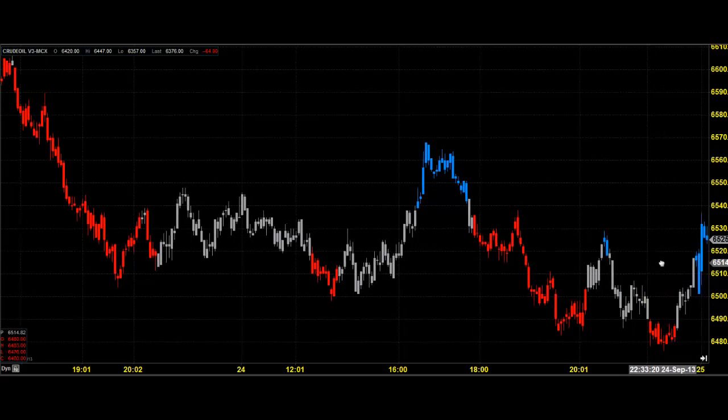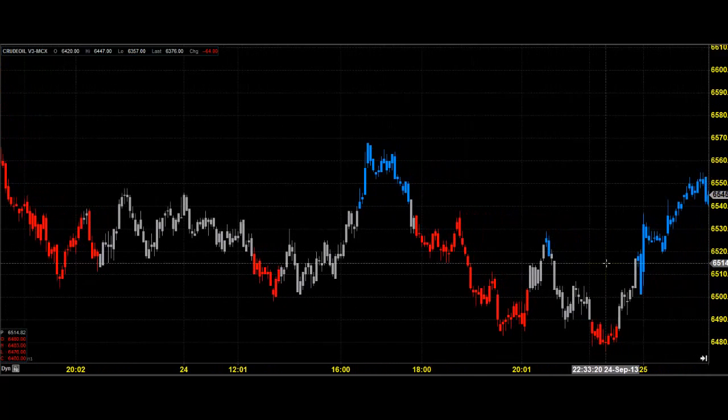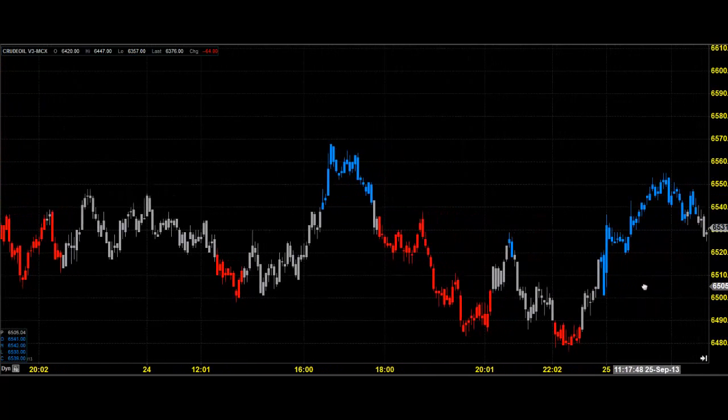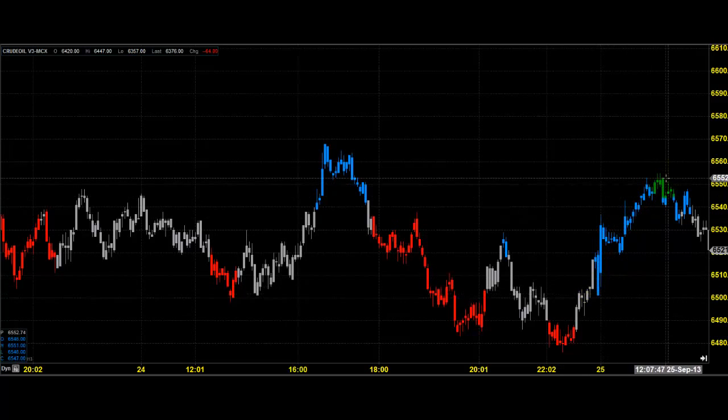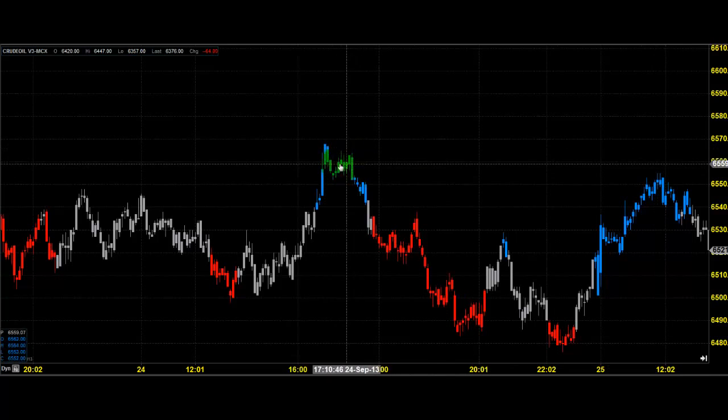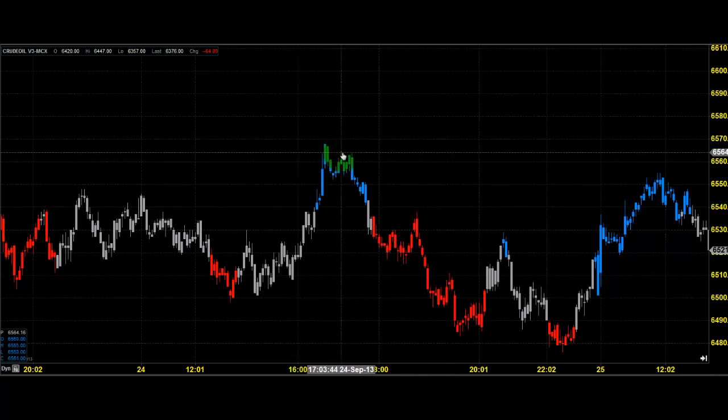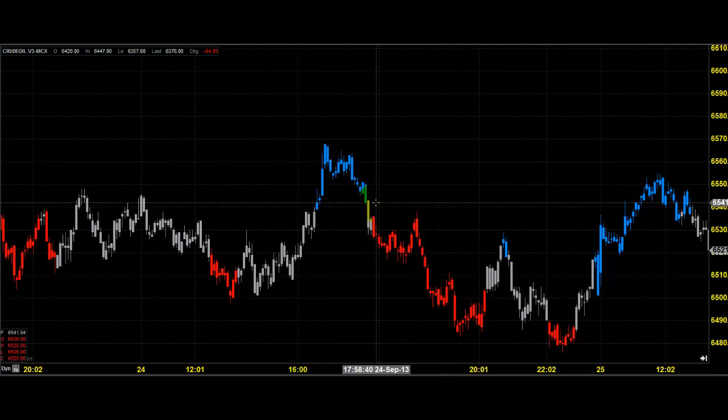Now let us see what happened after that. So you can see the price was moving up and it moved up. But if you understand the resistance concept also, in this area on 24th, you can see the market found a resistance and the price came down.